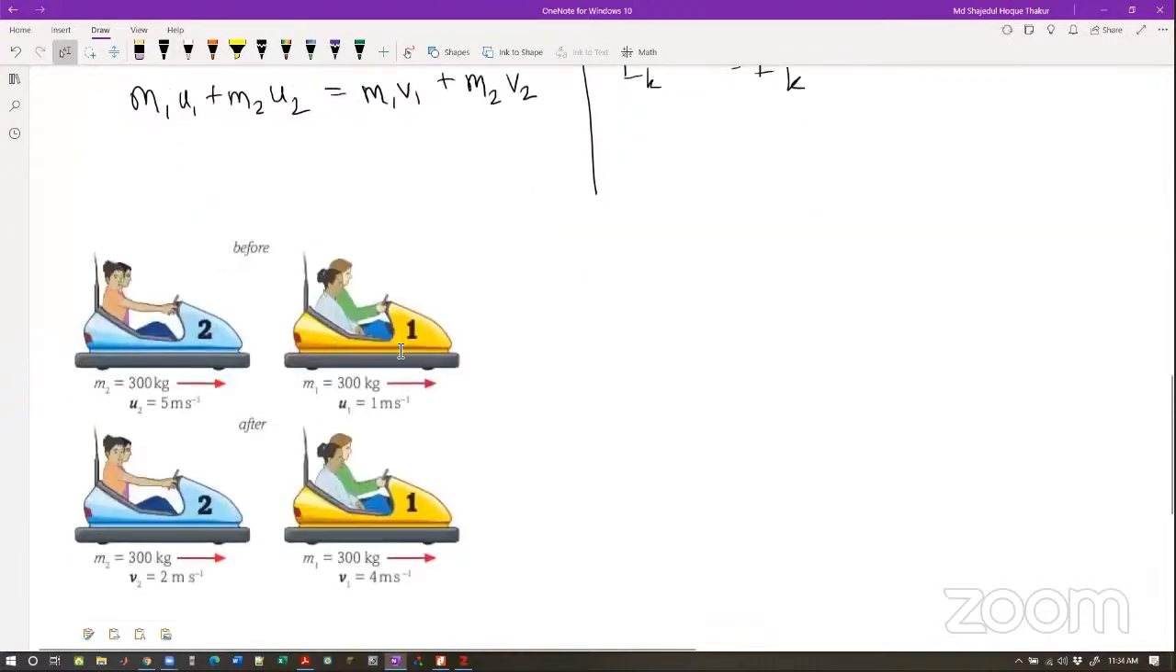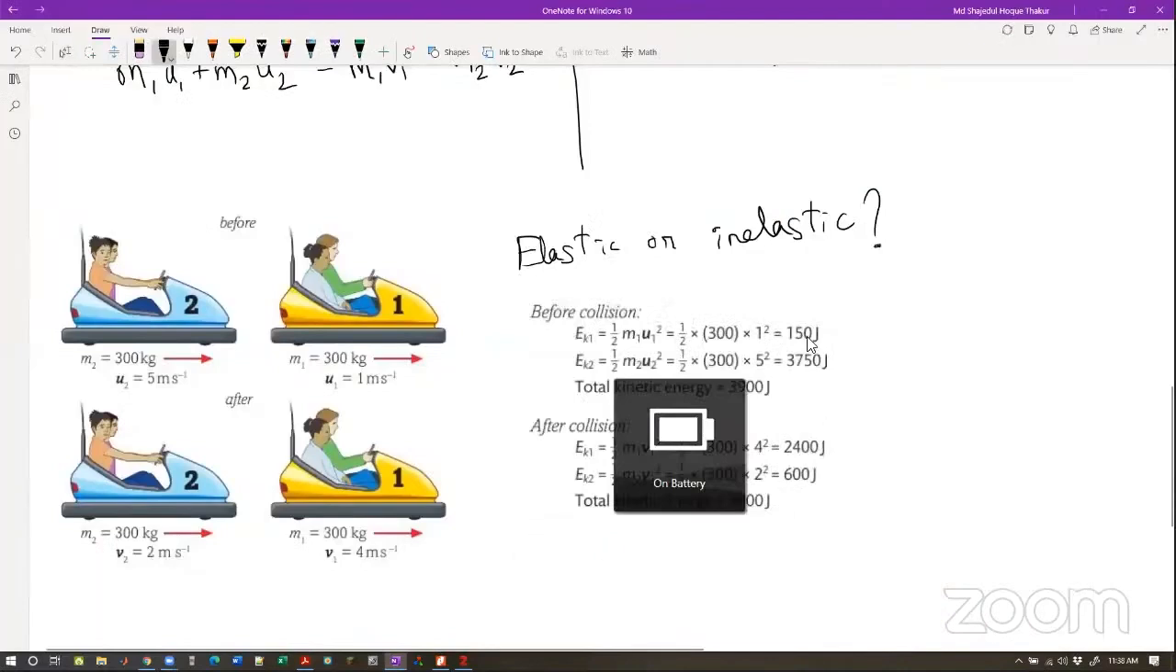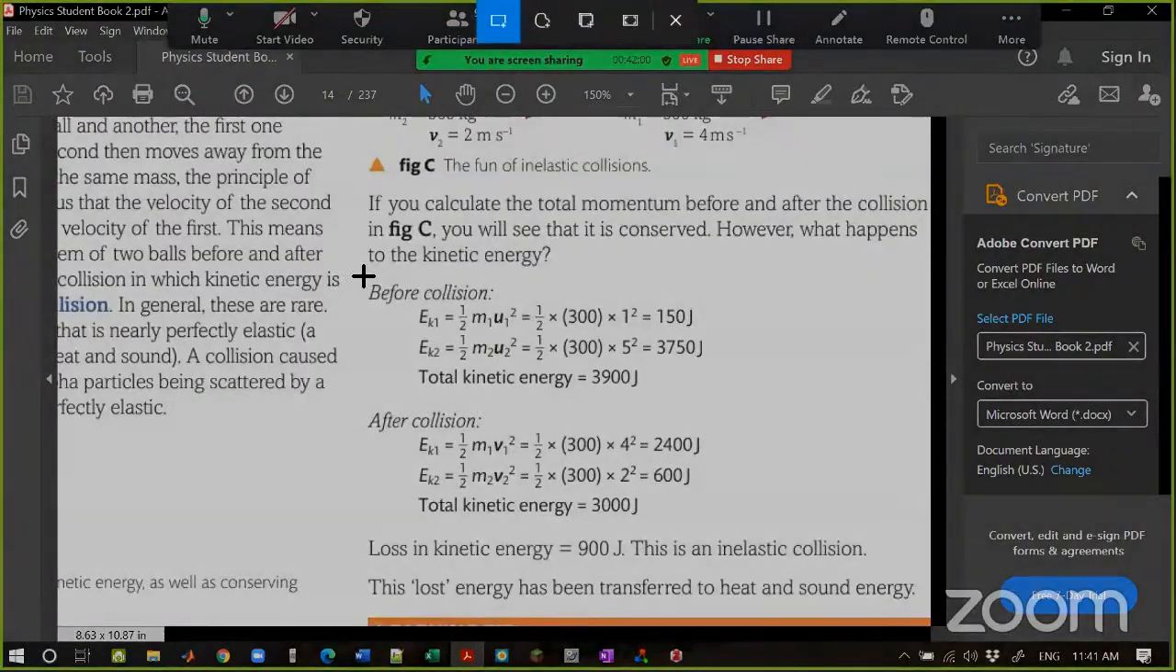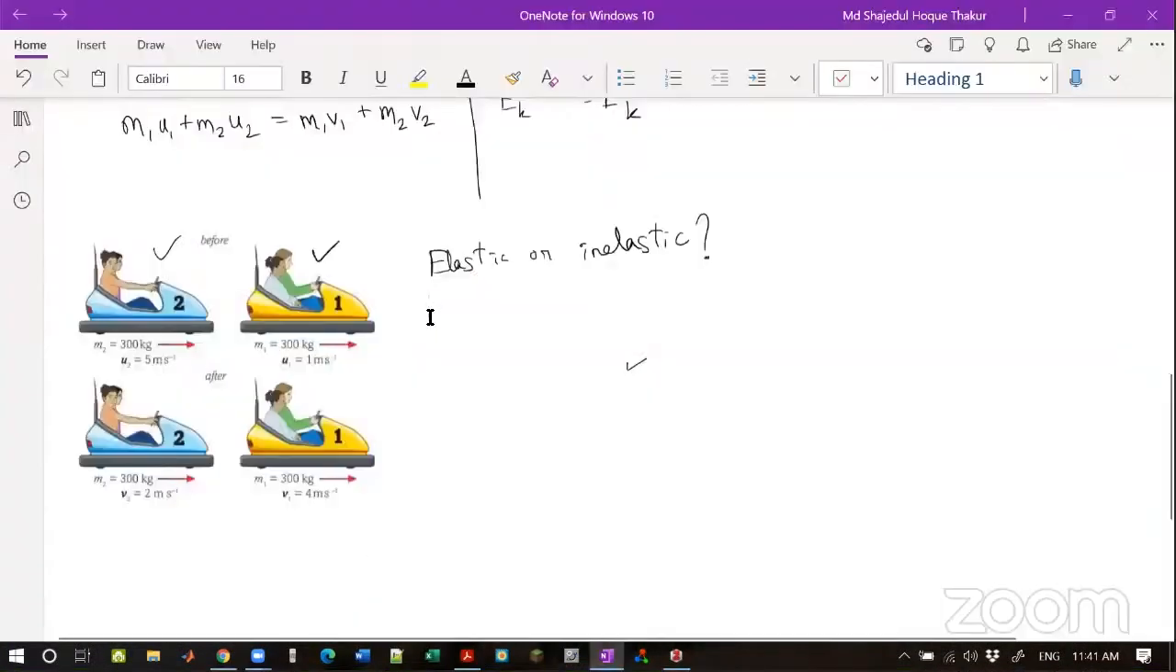So this is the first one. Find out if the collision is elastic or inelastic. Okay, I have got 2 answers in the chat, 3 answers, 4. Okay, third answer পাইছি, good job. Before collision যদি তুমি ক্যালকুলেট করো half into 300 into 1 square, এই যে এটা তুমি যদি ওরটা ক্যালকুলেট করো half into 300 into 5 square, so total 150 আর 3750 total আসতেছে 3900 joules, right? উপরে on battery লেখাটা এসে আছে, but actually it was just part of the screenshot.